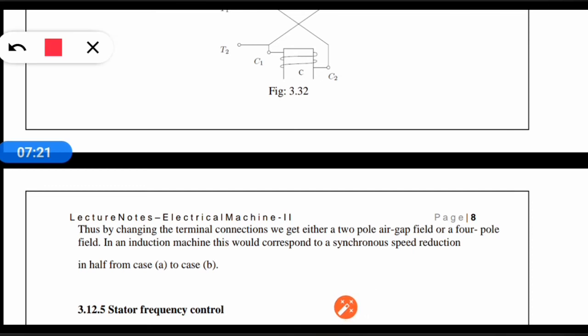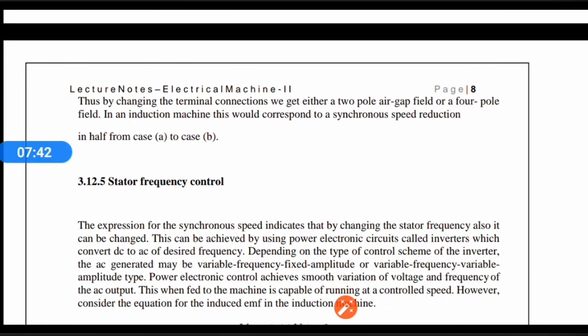So here we can see by changing the terminal connections we can get either 2-pole or 4-pole field, and therefore the synchronous speed can be changed, and synchronous speed is having direct connection with the rotor speed. As the synchronous speed changes, the rotor speed also changes. So this is all about the speed control.